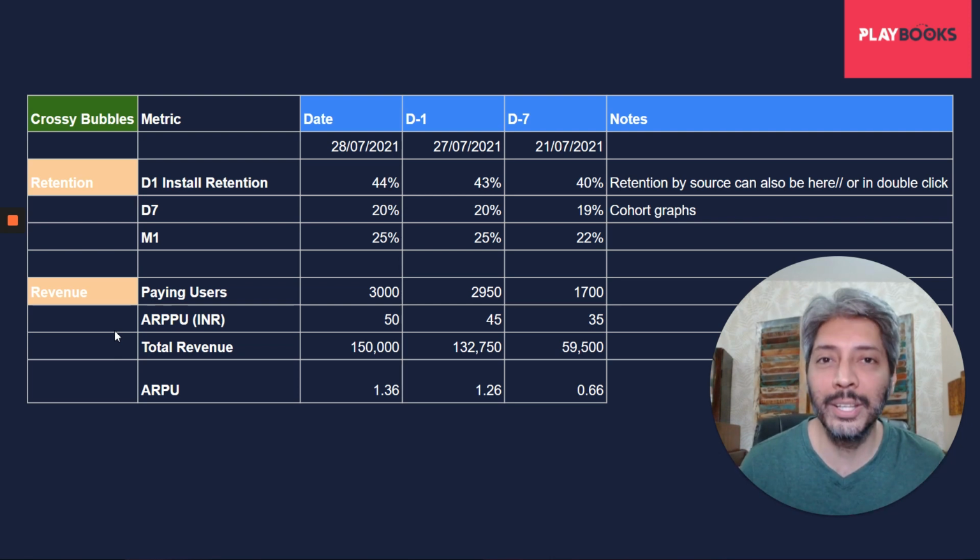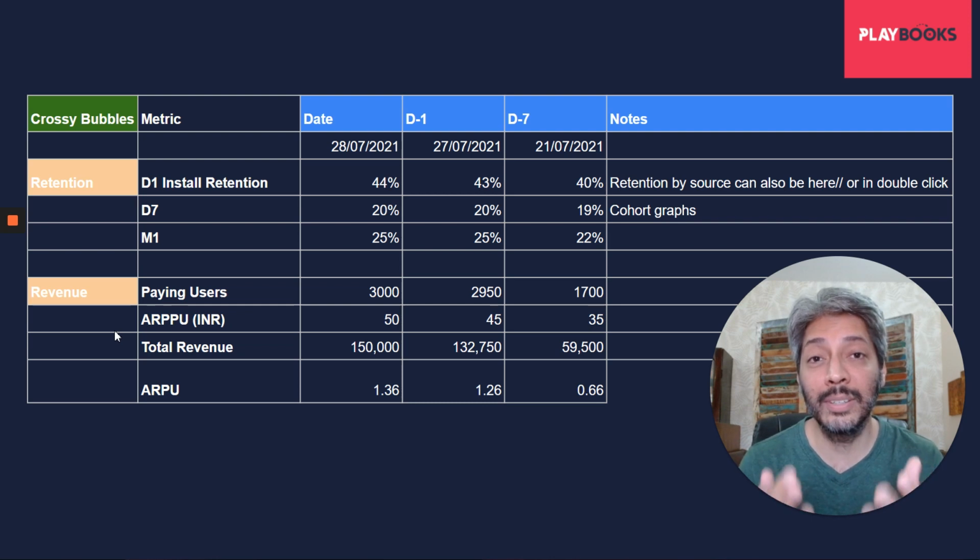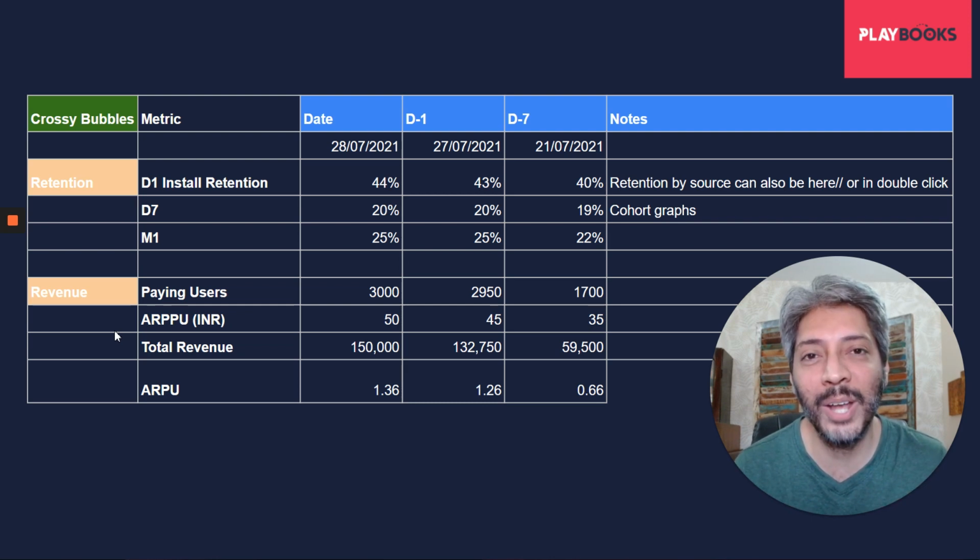So hope this example gave you a good sense of how product metrics are used. Do watch the companion videos and get a better sense of how to build health dashboards for your products.